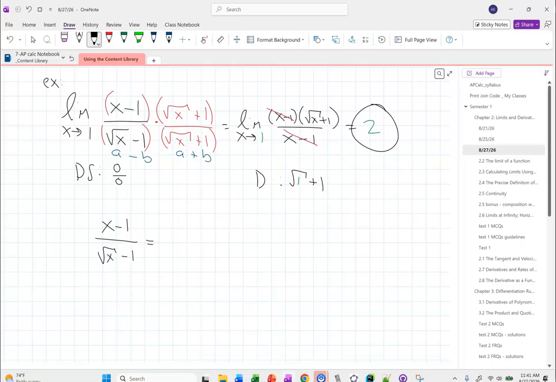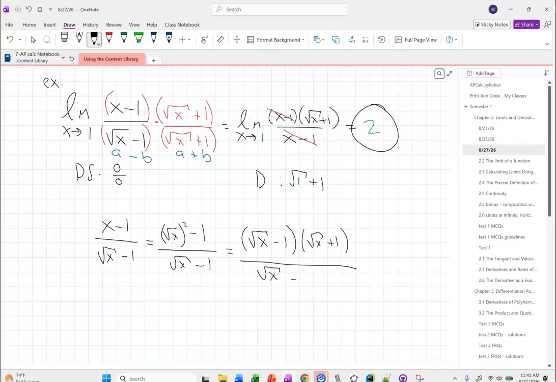When I see this, what I think is on top, that looks like a difference of 2 squares to me. If I think about x as the square root of x squared, and then minus 1, I could do this in this fashion. You get the same result, right? Just a little bit different of an algebraic step there to get there.